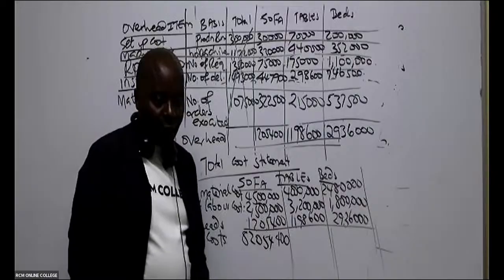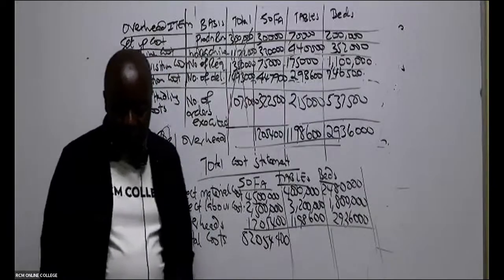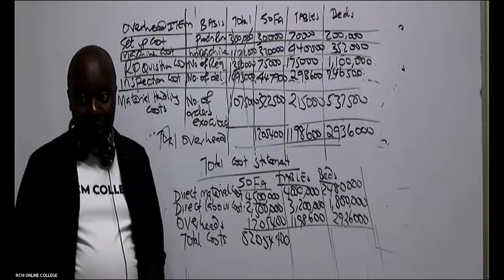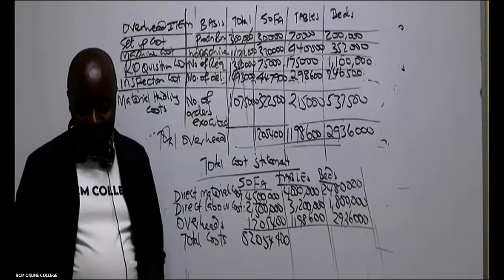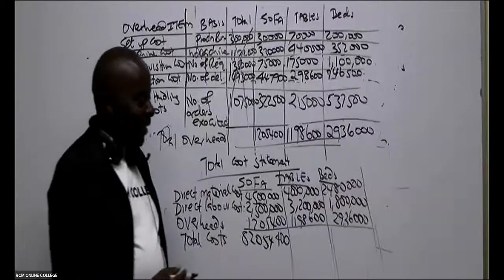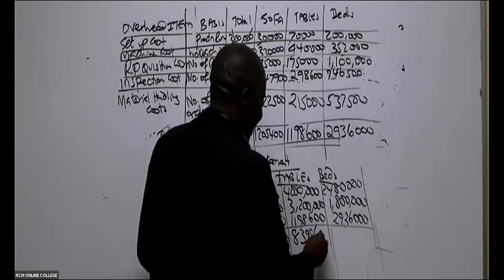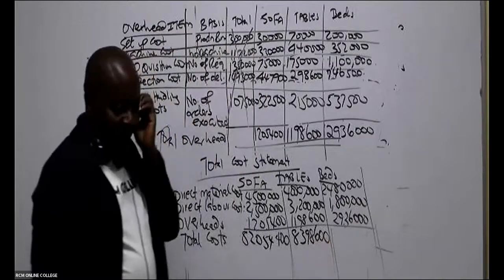You give us an answer. Your answer will be correct. 83? 83,98,600. Then beds.